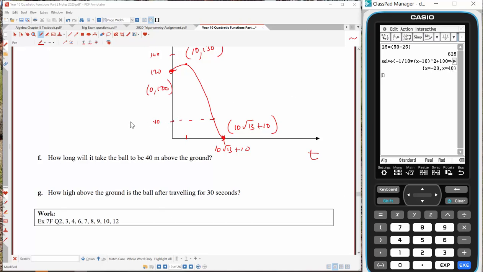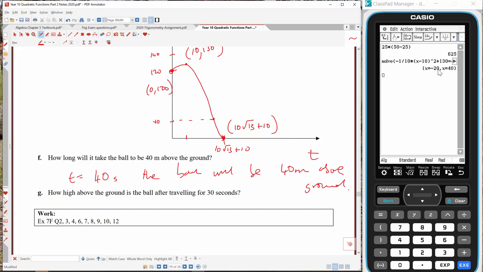Now notice that the negative solution is because the parabola goes down like this and the calculator doesn't know that this is a soft foam ball. Okay, so we're going to say that it takes, how long is it? It's going to be when x is equal to 40. So when t is equal to 40 seconds, the ball will be 40 metres above ground.